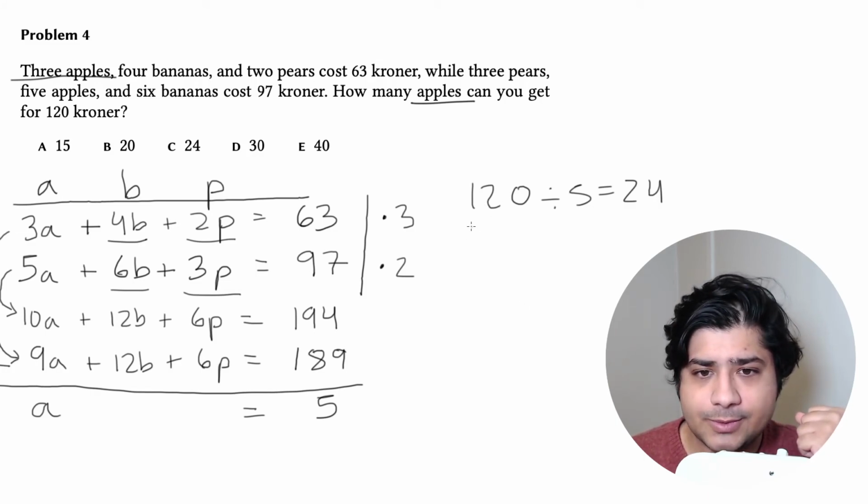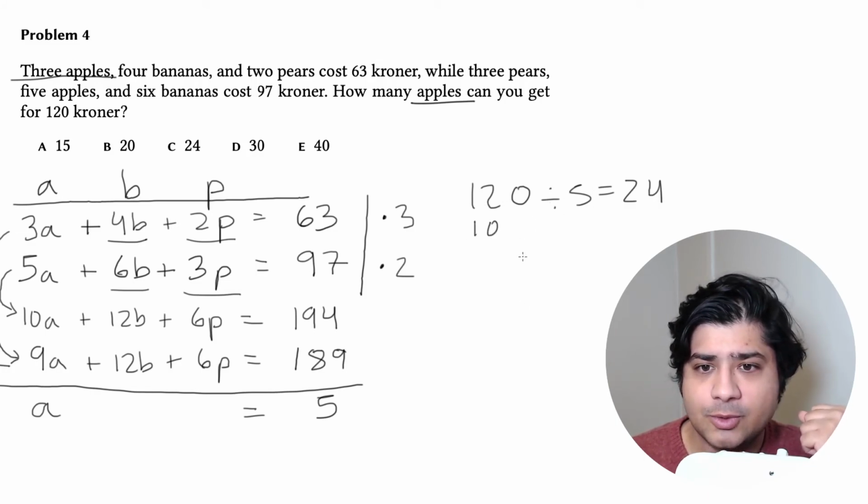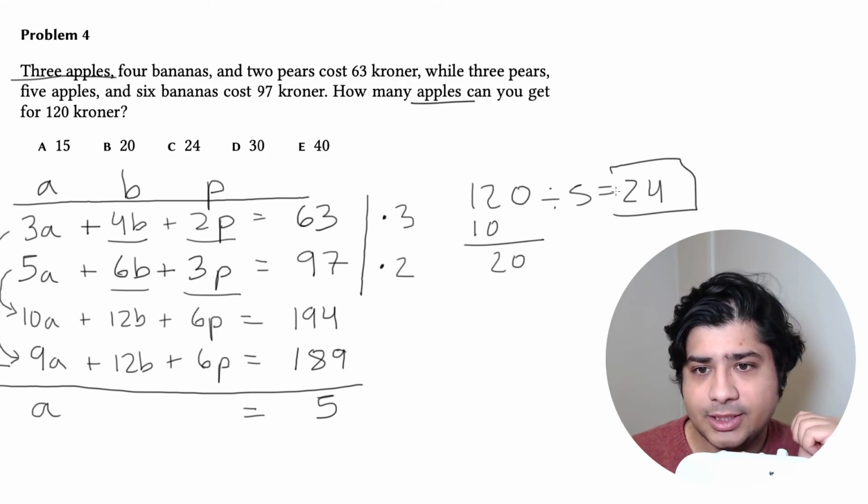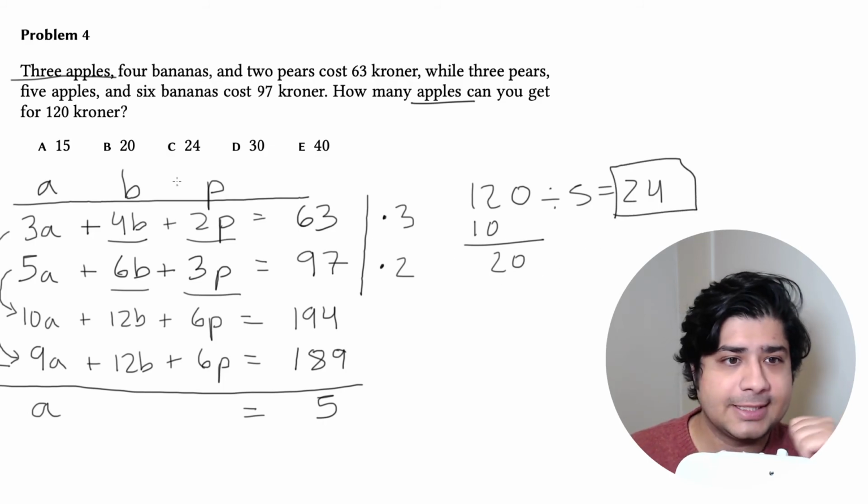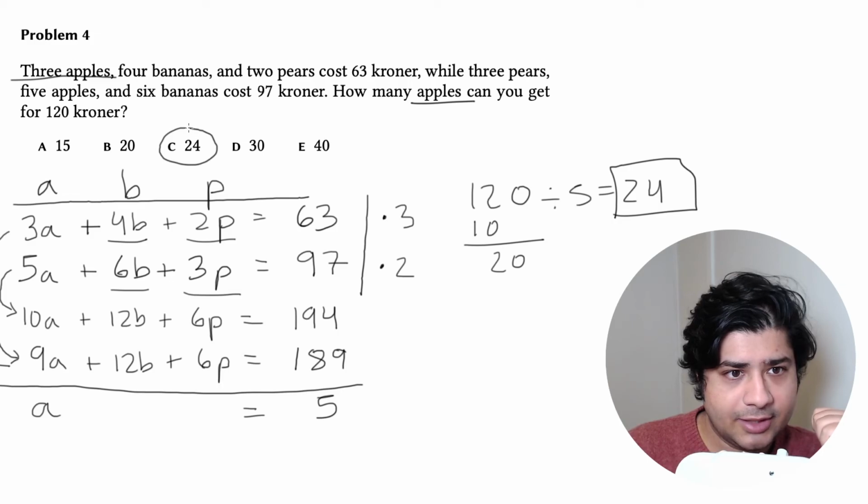If you wanted to do it this way, you could do 5 goes into 12 2 times, and then you get a 20, and then you have 4, so you get 24. There you go. 24 is the final answer. C is correct for this one.